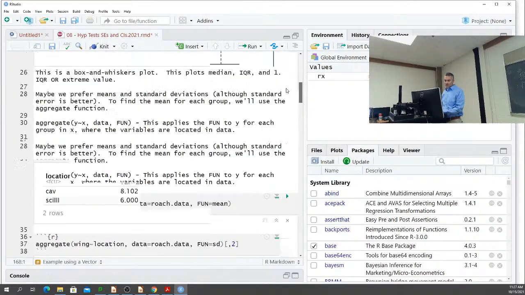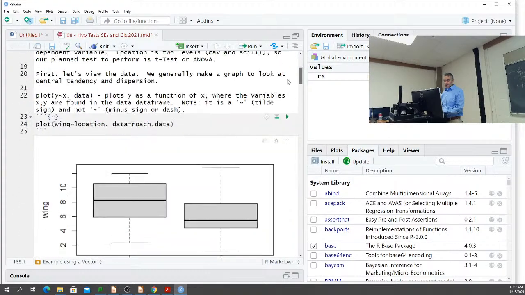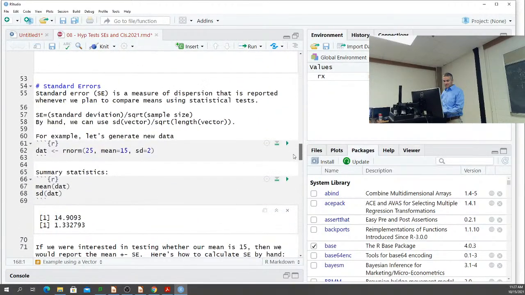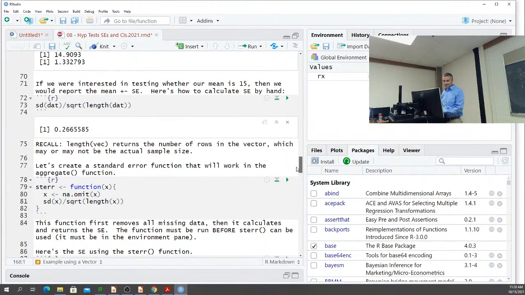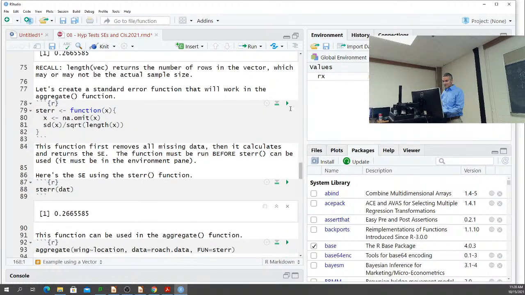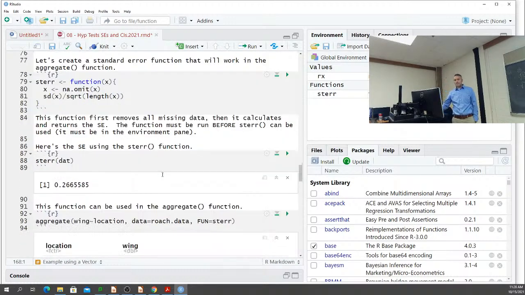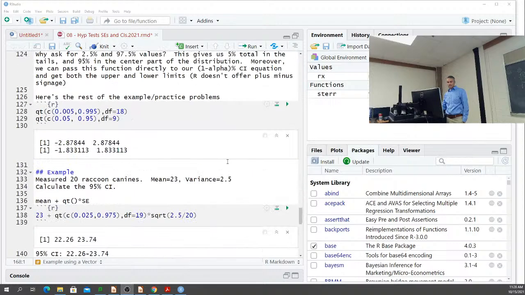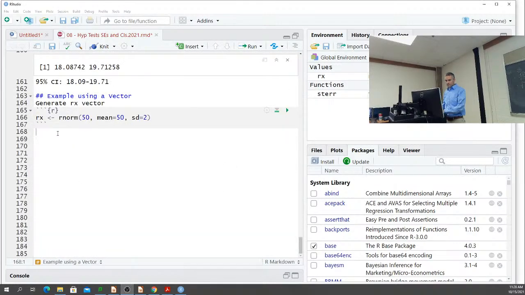I do have to go up and run my standard error function because we're going to need it. So let me find it. There it is. There's my sterr function. All right, so I ran it. I have it accessible. It's in my environment now. All right, so we have our vector.